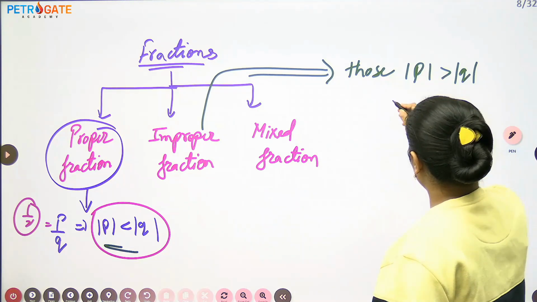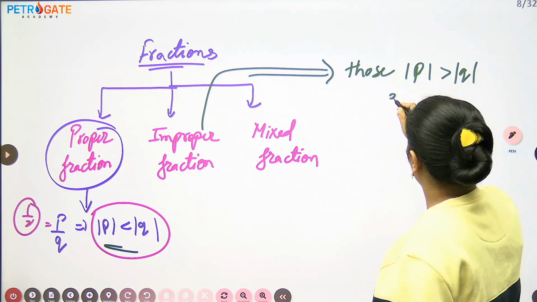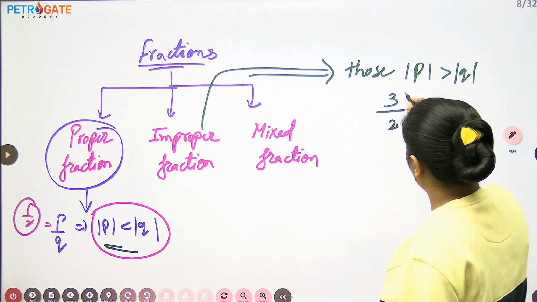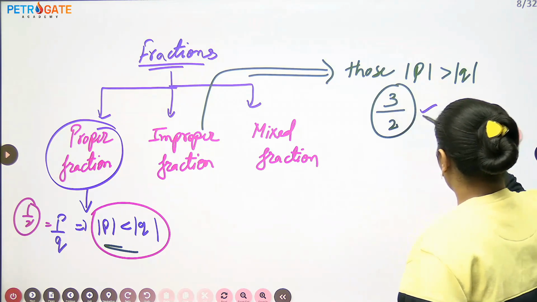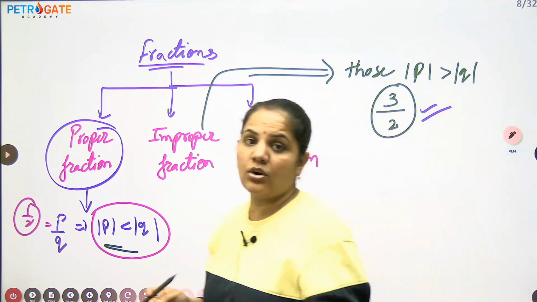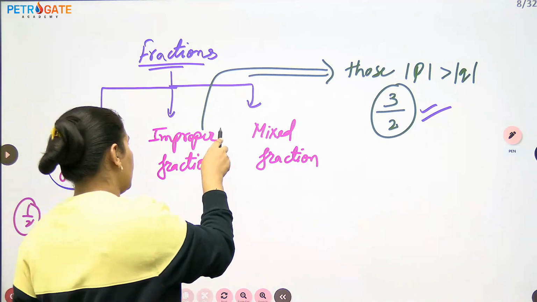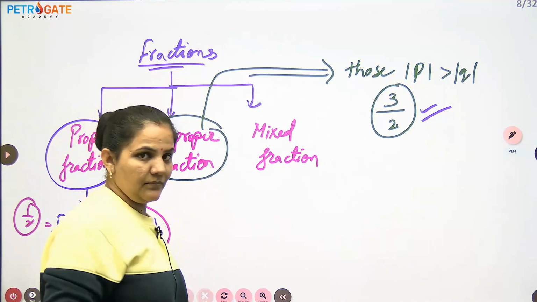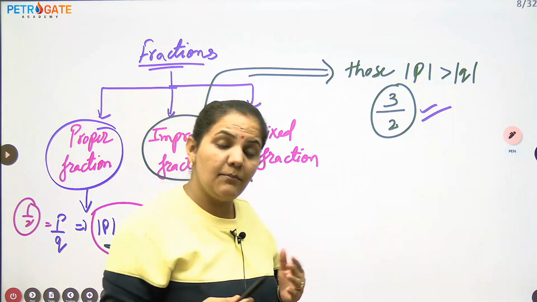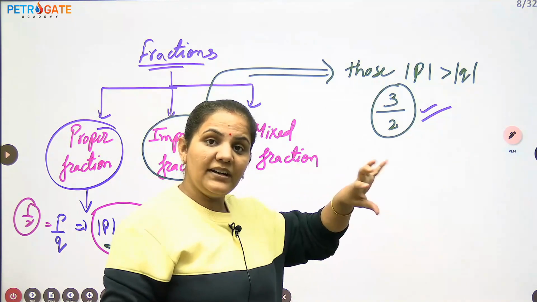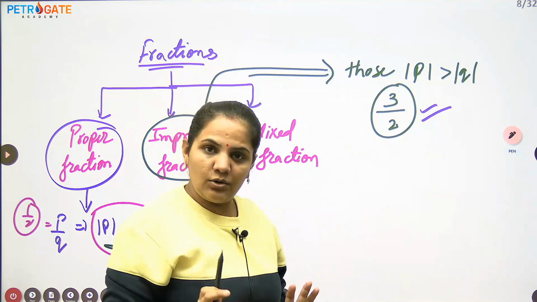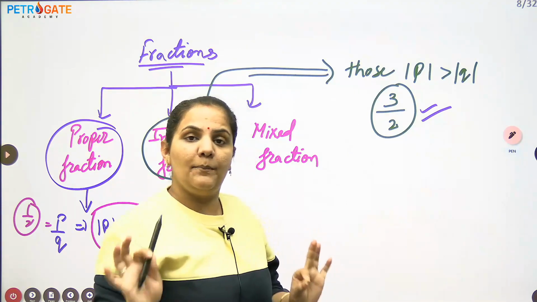When we talk about this one, the value of p is greater than 2q. It means when I write down 3 by 2, this is called what? This is an improper fraction. Suppose I write down 4 by 3, this is an improper fraction because the numerator is greater than the denominator. So that is called an improper fraction.